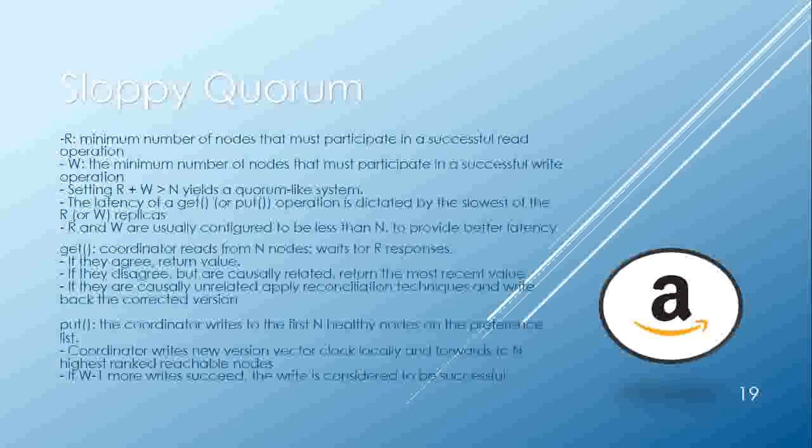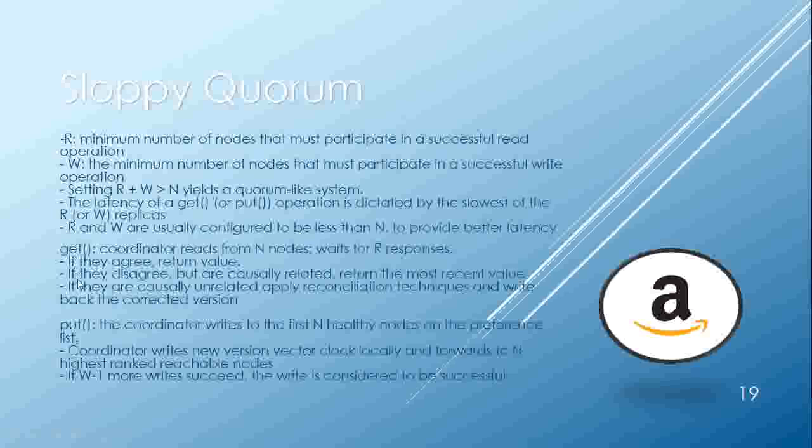This is the sloppy quorum, where R is the minimum number of nodes that must participate in a successful read. W is the minimum number of nodes that must participate in a successful write operation, and the setting should be R plus W is greater than N, which is a quorum-like system. Again, the latency is minimal, and R and W are usually configured to be less than N, which is very important to provide better latency.